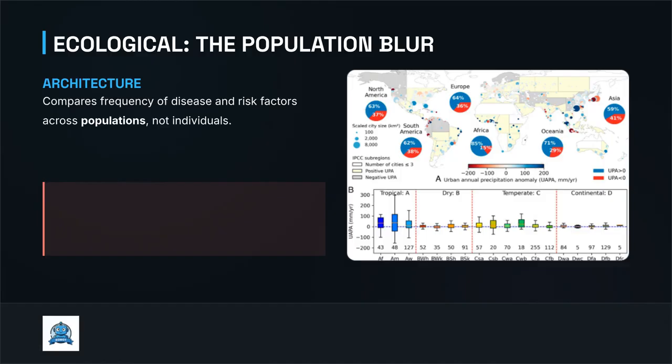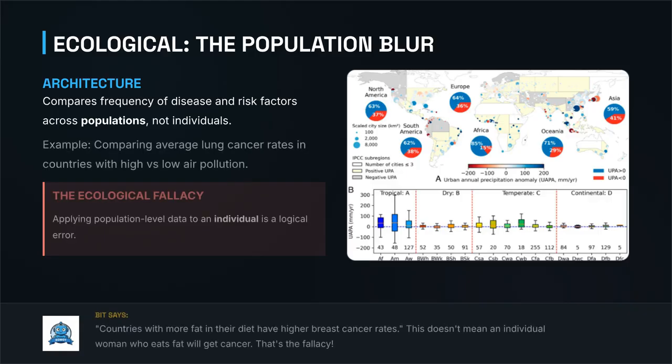You might compare the frequency of COPD across different cities to see if the more polluted cities have higher prevalence rates. But BIT is flashing a massive red warning light here regarding the ecological fallacy. This is a favorite board distractor. The fallacy is measuring population data and incorrectly applying it to an individual.